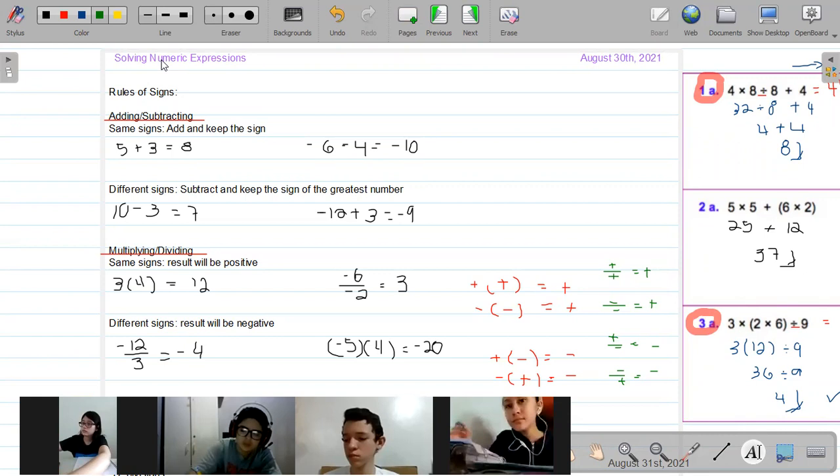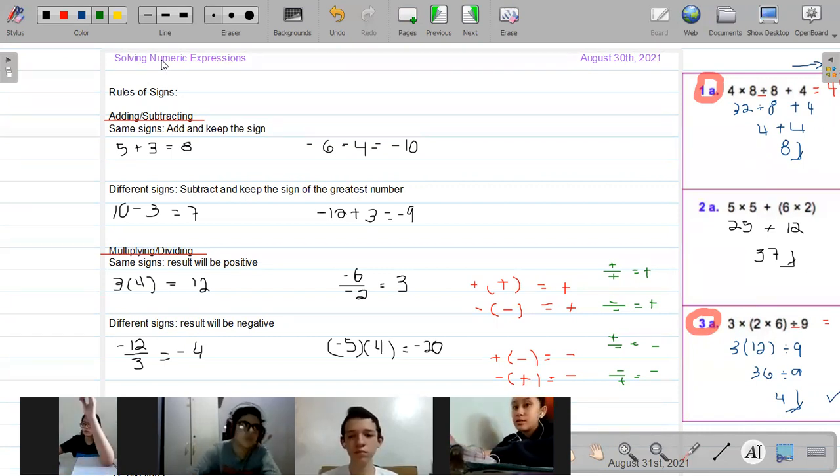Afterward, we're going to add the variable, so it's going to be solving algebraic expressions. Right now, it's numeric because we only have numbers. Once we add letters, variables, then it's going to be called algebraic expressions. And this is the first topic that we are going to be seeing.